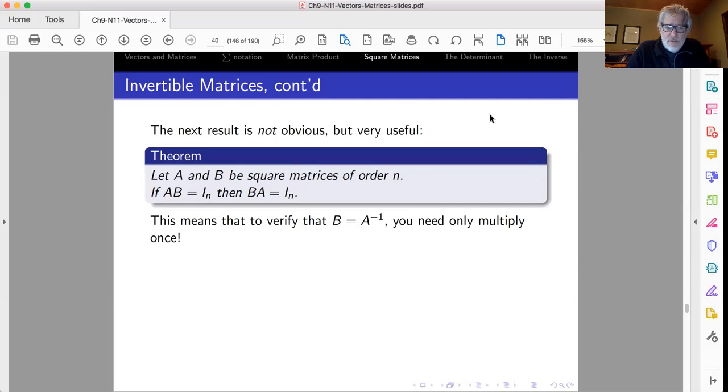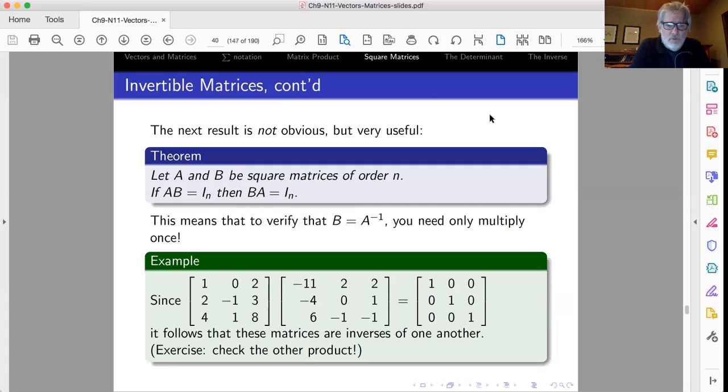I mentioned this result that you only have to check in one direction whether the product is the identity. Formally, a matrix B is the inverse of a matrix A if when you multiply them in one direction and the other, you get the identity. But in fact, it's sufficient to just look at one of the directions. And I gave this larger example of 3 by 3 matrices. If you multiply the two matrices that you see, you get the identity. If you flip them around, the product will also give you the identity. It's the same result.